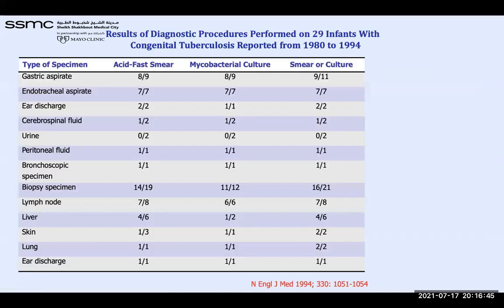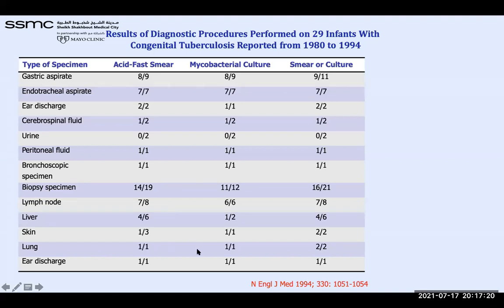So, the results of diagnostic tests in 29 infants with congenital tuberculosis reported from 1980 to 1994, published in the New England Journal of Medicine. This gives you an idea of which test is more appropriate. Gastric aspirate, mycobacterial culture is 8 of the 9, and the smear is 9 of 11. Endotracheal aspirate is 100% here, 7 out of 7, and so on and so forth.